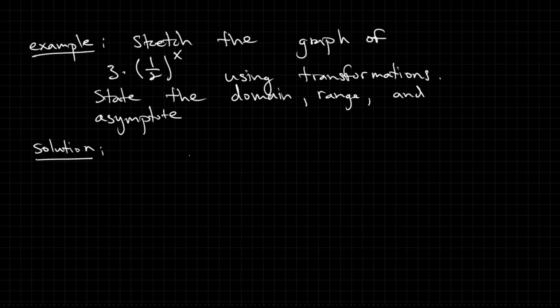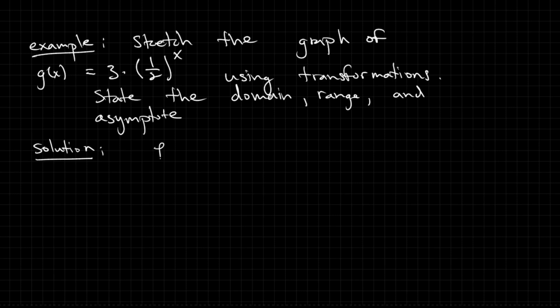Let's do an example that's similar to the last one, where we'll have a transformation of an exponential function. In this case, we have 3 times 1/2 to the x. But in this case, we have, as we see, a stretch. And we'll go ahead and talk about how this affects the graph, and specifically the domain, the range, and the asymptote.